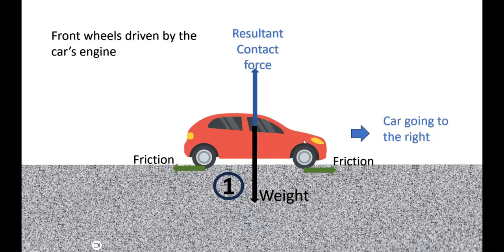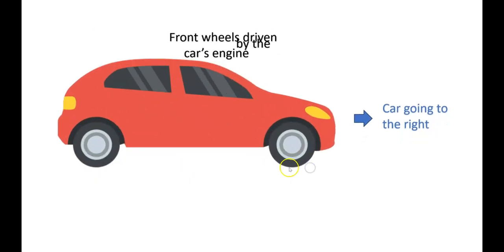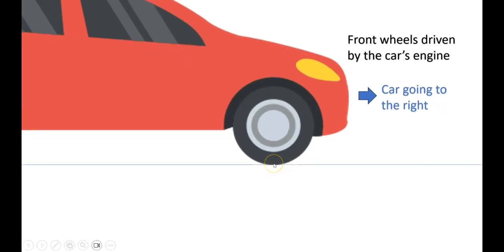Some cars are designed to have only the front wheels or only the back wheels driven by the engine. This reduces the number of mechanical parts and therefore the weight of the car. This also makes the car more fuel efficient. Now let's zoom in to analyze the direction of frictional forces. Here we have a car where the front wheel is driven by the engine.